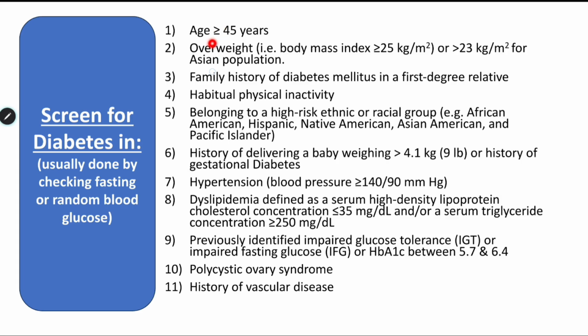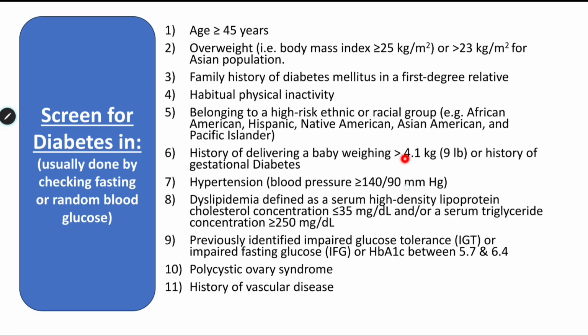Screening for diabetes: anyone over the age of 45 years, anyone who is overweight. So there is a difference. In the Western population, overweight is body mass index more than 25 kg per meter square, but for Asians, overweight is anyone who is more than 23 kg per meter square BMI. If there is family history of diabetes in a first degree relative, if there is habitual physical inactivity, if you belong to high risk ethnic or racial groups, it's almost everyone except the Caucasians, I believe, over here.